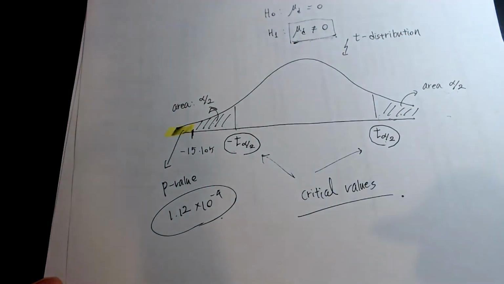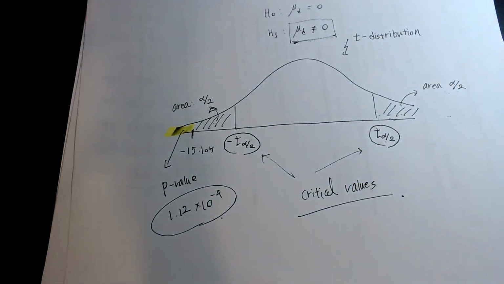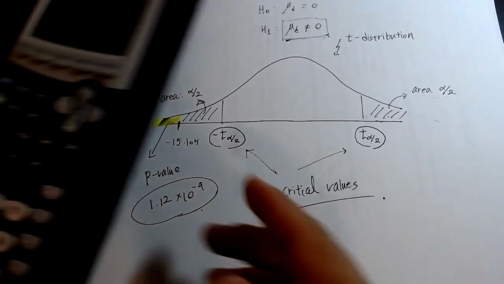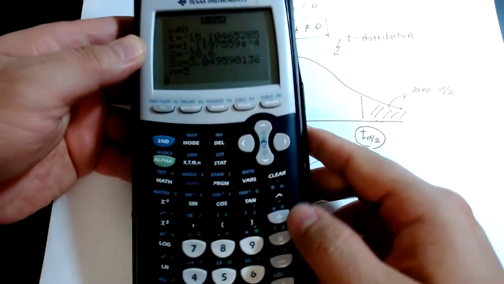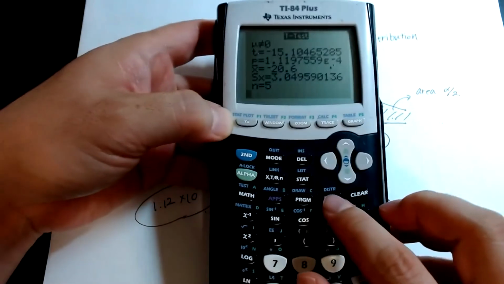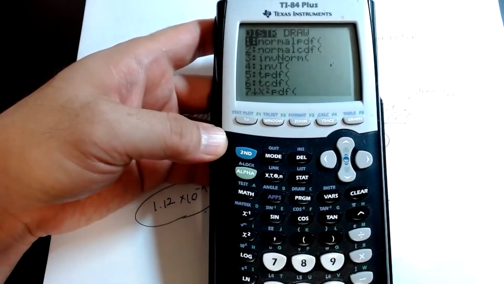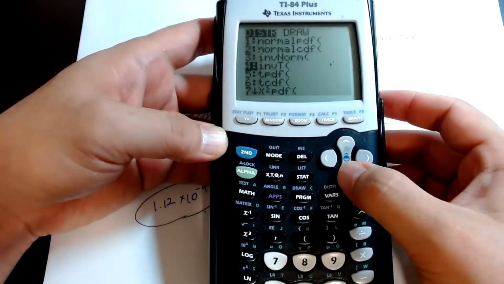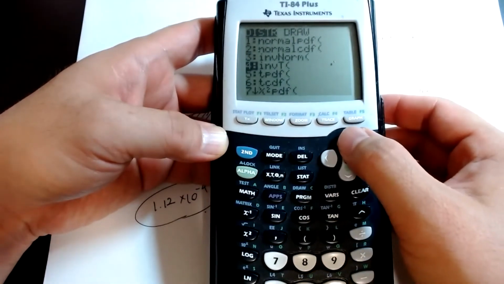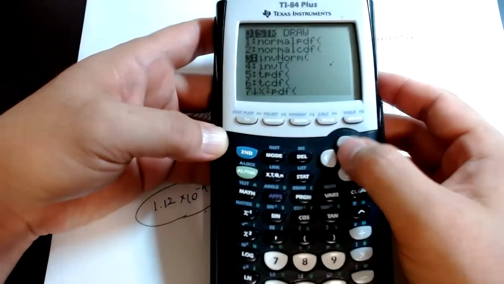The p-value. What's the critical value? How can I find the critical value? Okay, that's why I'm recording this video, right? So to find the critical value, we go to the distribution right here. Press second, distribution. Then you see the inverse t, right? If you're working under the standard normal distribution, you have to use inverse norm to find the critical value.